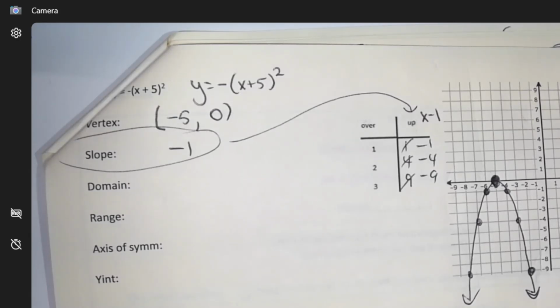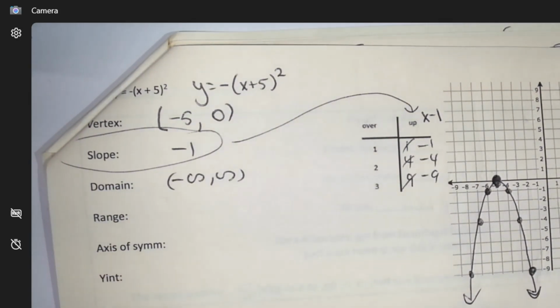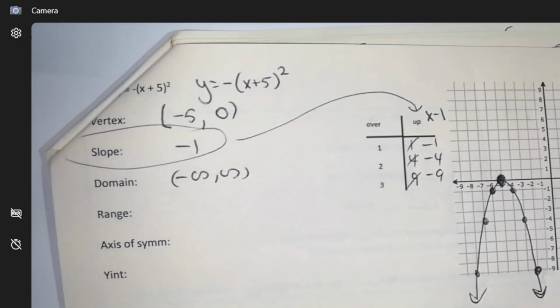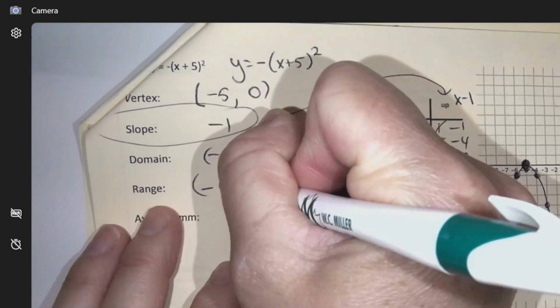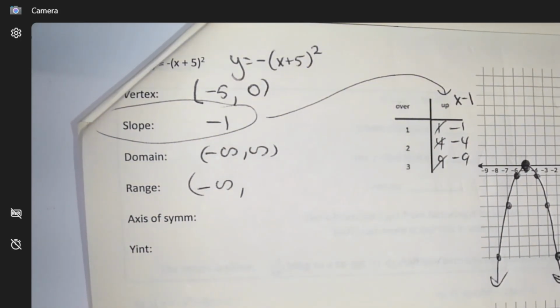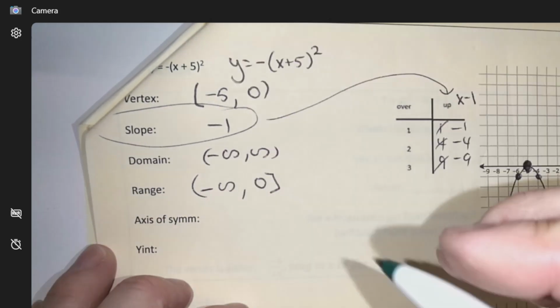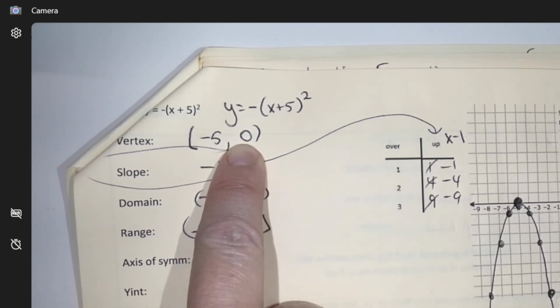Okay, domain, you got that one already? Shouldn't have to think again, it's the same every time. Range, so we got to think low. So the low, -infinity, to the highest height of 0. Where does that number always come from? The y part, because the y is always height.